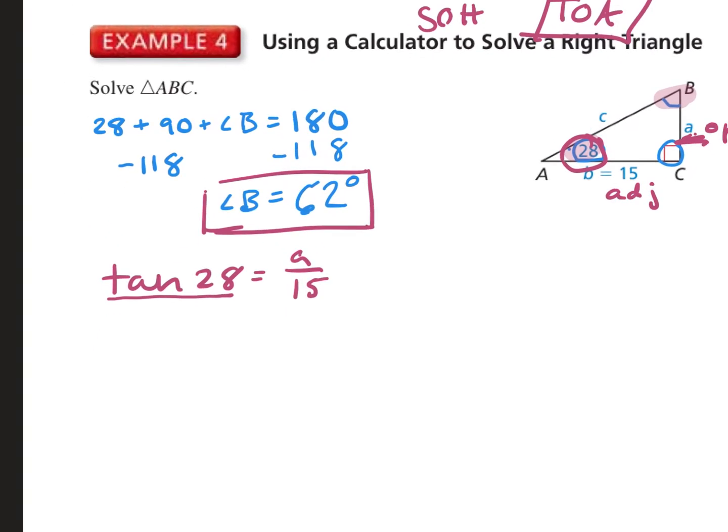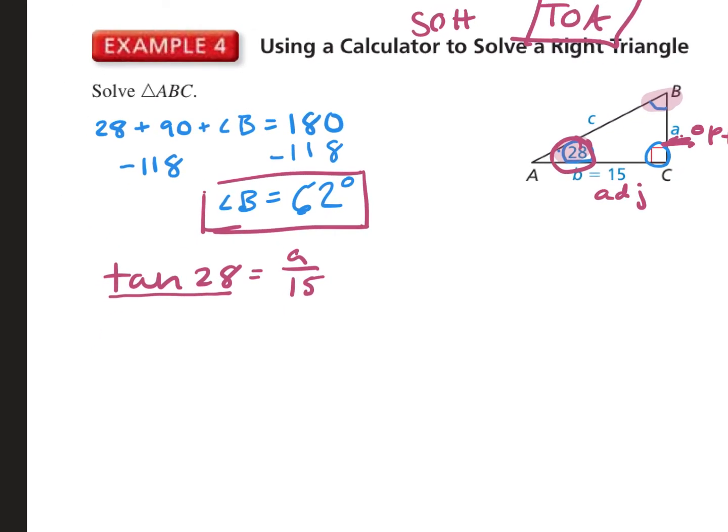When you use your calculator, make sure you know how to use your calculator. Sometimes you have to put 28 before the tangent. In some calculators, you just put tangent of 28. And you also want to make sure your calculator is in degrees. We're dealing with degrees here, so make sure your calculator is in degrees to solve these. So tangent of 28 is 0.5317, and that's equal to A over 15.